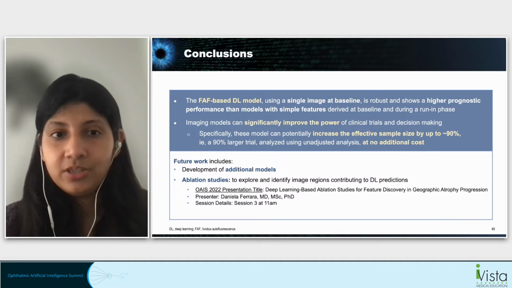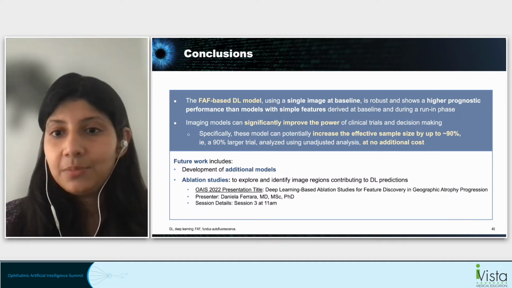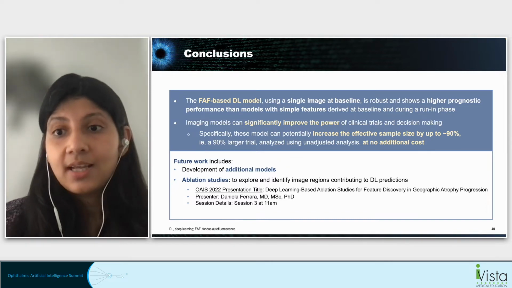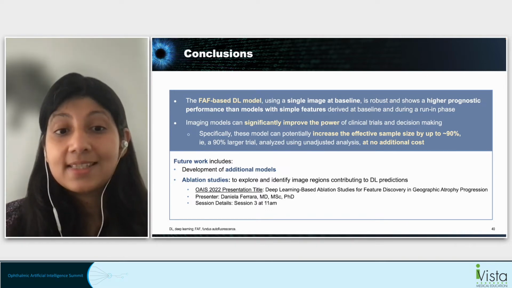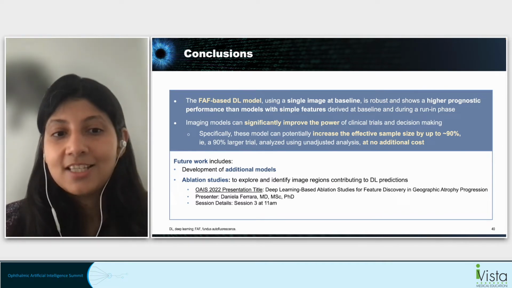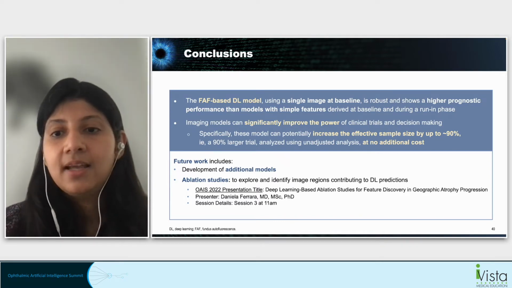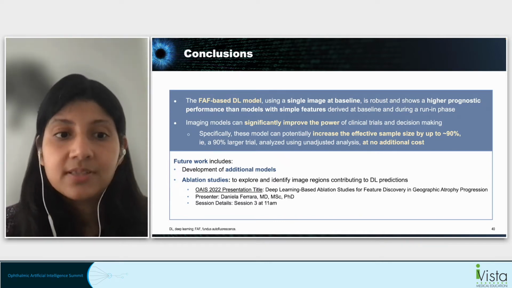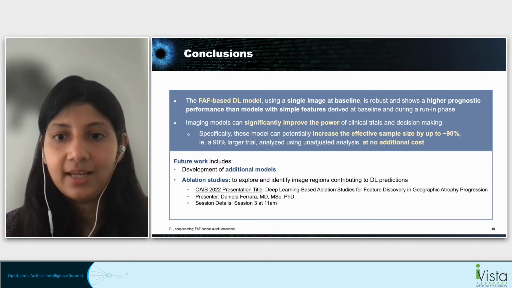So in conclusion, the FAF-based deep learning model, which used just a single image at baseline, is robust, and it shows a higher performance than models with simple features derived at baseline and even during a run-in phase. And the imaging models can significantly improve the power of clinical trials and decision-making. Specifically, these models can potentially increase the effective sample size by up to 90%, which basically means equivalent to running a 90% larger trial at no additional cost.